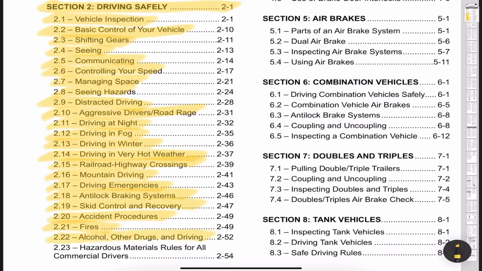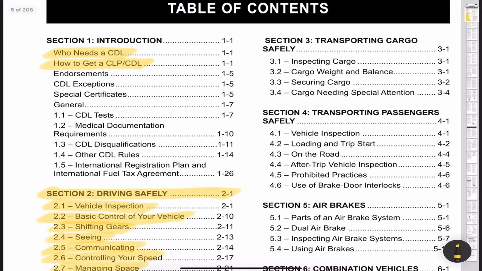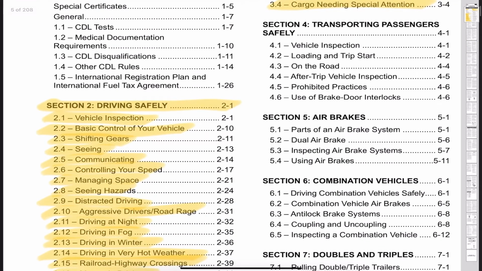Now in the written test, you're also going to have section 5 air brakes questions, so we're gonna go over that, but let's go to section 3 first. You also need to study transporting cargo safely, so that's 3.1 all the way to 3.4. Make sure you guys study that. No section 4, but section 5, you'll have some of these questions on the written test, so study section 5, 5.1 to 5.4.